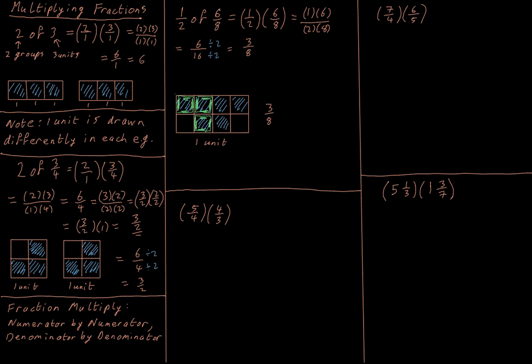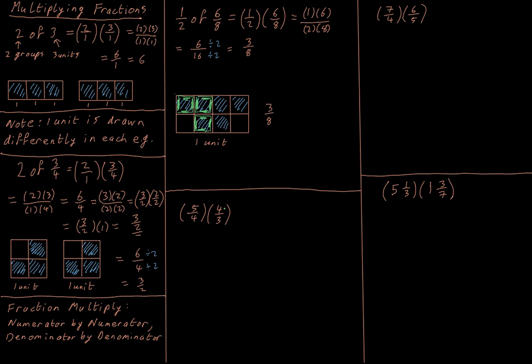So I had 6/8, and then I took half of them. So I only took 3 of the 8ths, because I had 6/8, and then I had half as many of them. So that's where our argument is coming from. Let's start to apply our rule more generally.